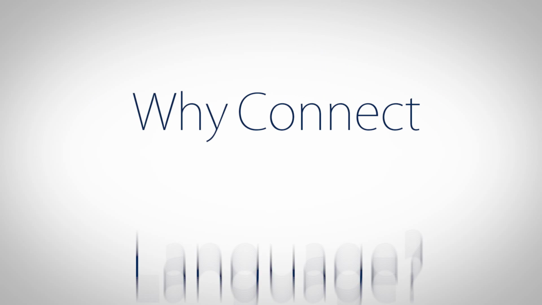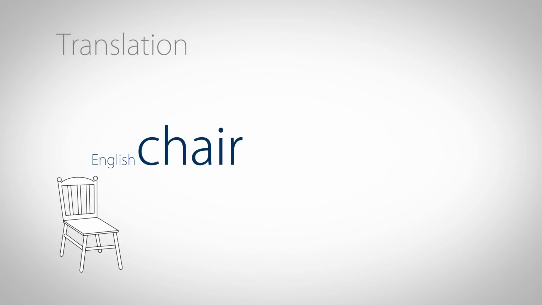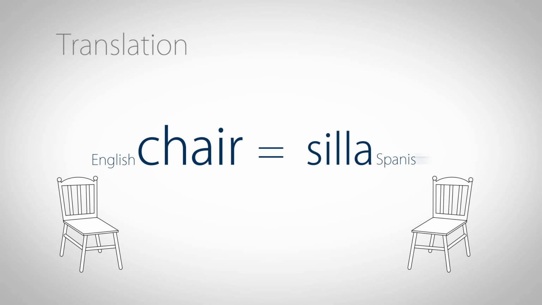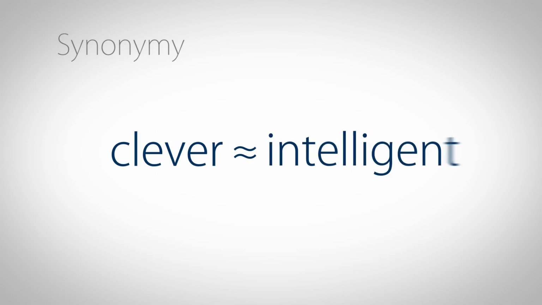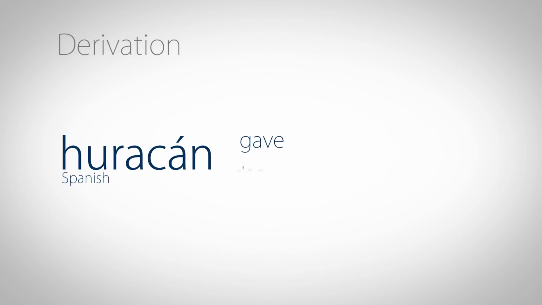Language is interconnected through various types of relationships. Translation. Word A in this language means word B in that language. Synonymy. Word A is another word for word B. Antonymy. Word A means the opposite of word B. Derivation. Word A gave rise to word B.